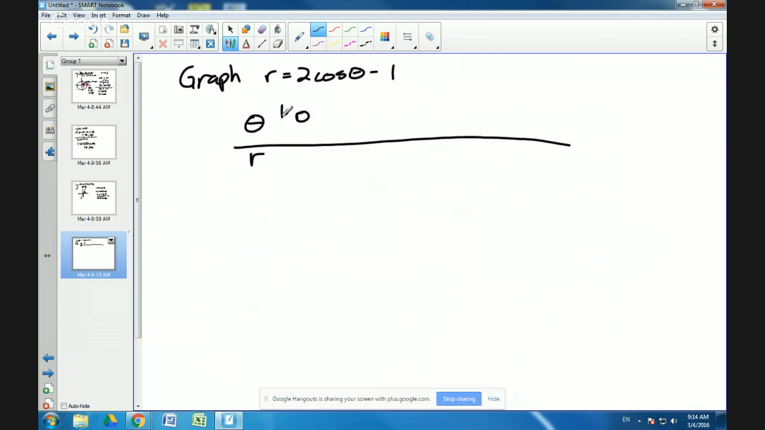Okay. Theta 0, what is R? 1. Okay, this is a real test of if you get a circle. If theta is pi over 4, root 2 minus 1. Okay, pi over 2 is 0 minus 1, negative 1, right? And then you go through all the way to 2 pi.